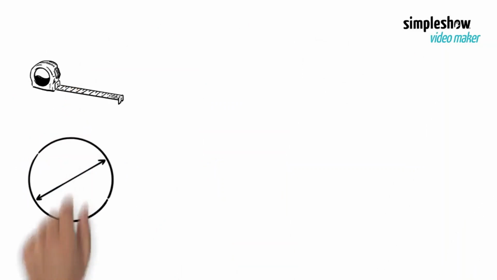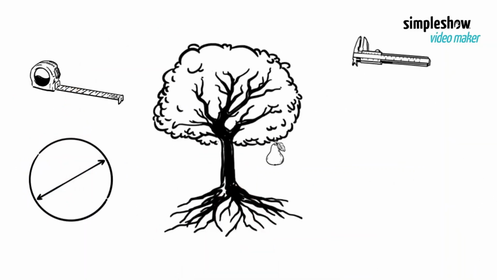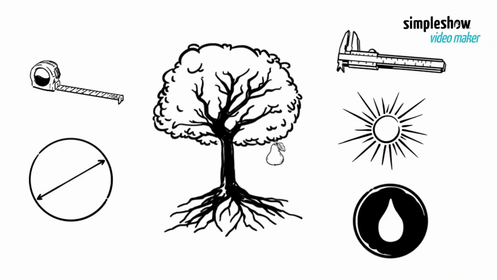A dendrometer is an instrument used to measure diameter changes of trees and fruit. Small micrometer changes in diameter occur in trees and fruit throughout the day as part of healthy water transport processes.